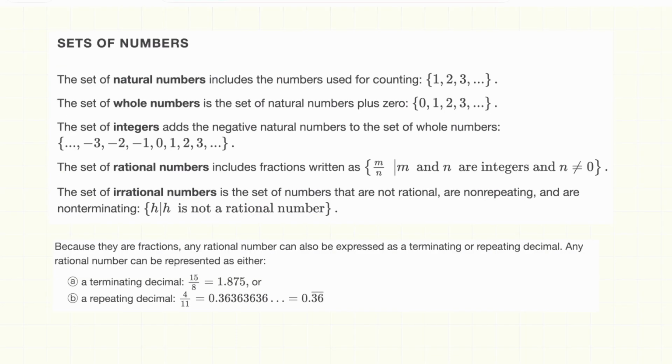First, a quick review. Recall that the set of rational numbers includes fractions that we can write as m over n, and also that rational numbers will be either terminating decimals or repeating decimals, where we have some sequence of digits that repeat. And then irrational numbers are all of the numbers that are just not rational.